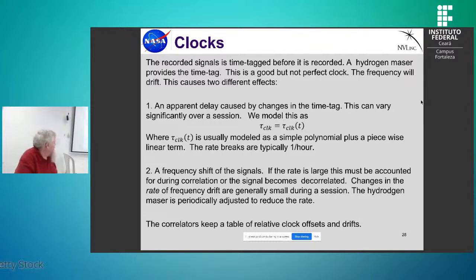Clocks I've talked about. If I have a time difference in the time tags, this will cause an apparent delay, and this is called a clock. And we model this as a polynomial plus a piecewise linear term. And this is caused by a frequency shift of signals. I want to mention that all of the space geodesy techniques have the same things. They all estimate clock polynomials. GPS does this, SLR does this, etc. So this is common.